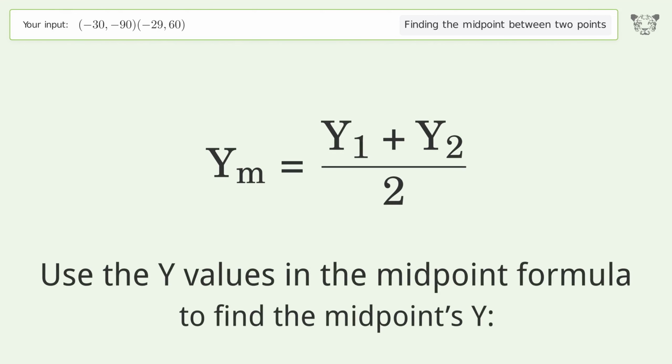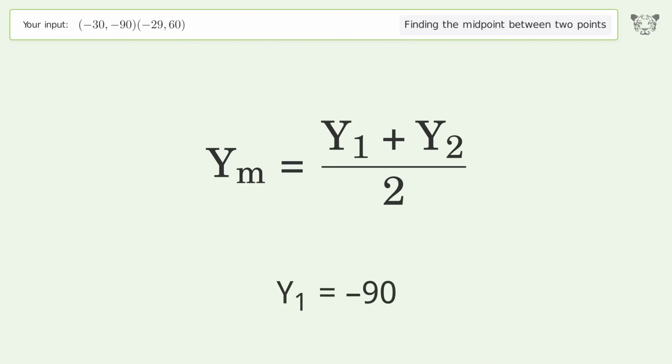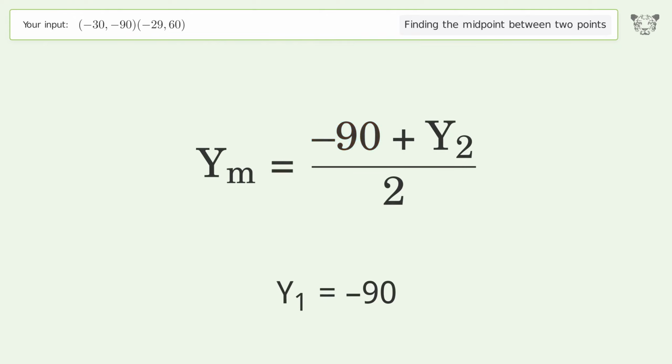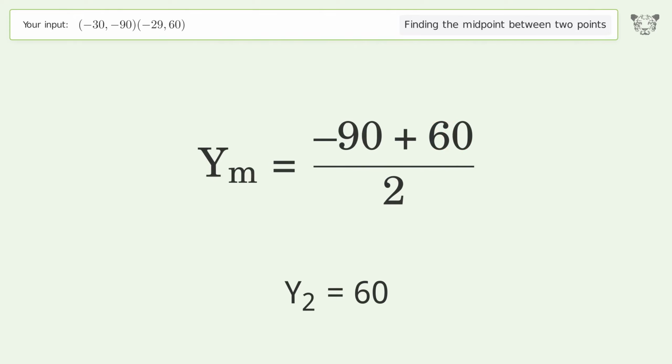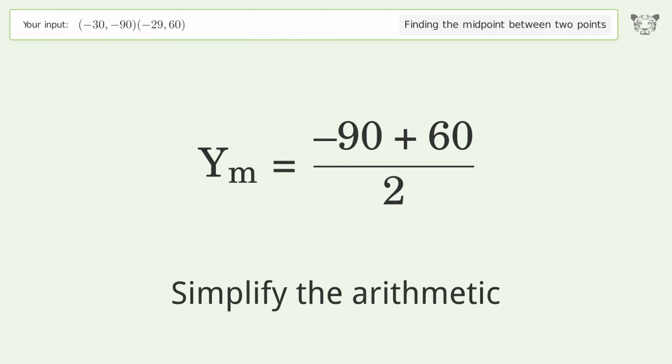Use the y values in the midpoint formula to find the midpoint's y. y1 equals -90. y2 equals 60. Simplify the arithmetic.